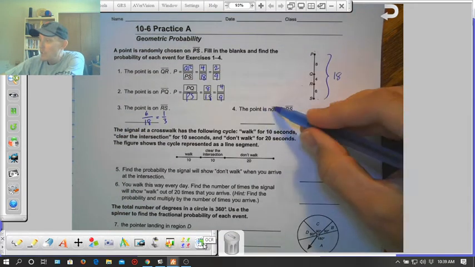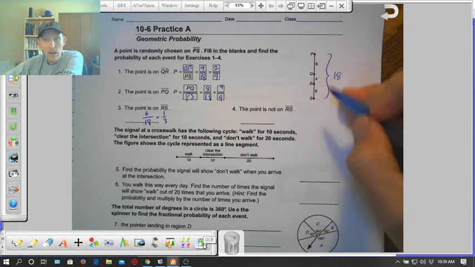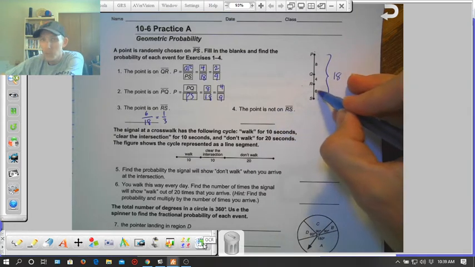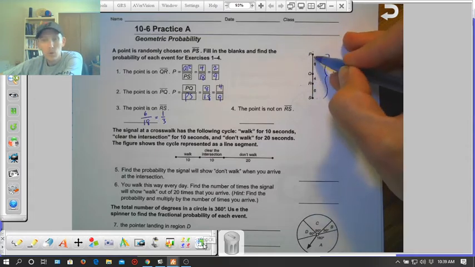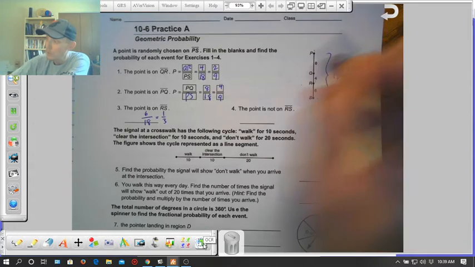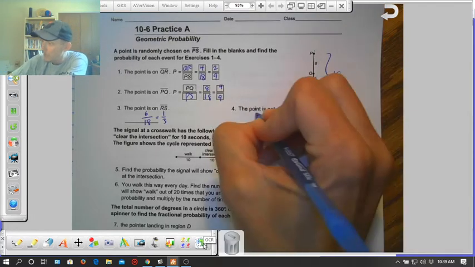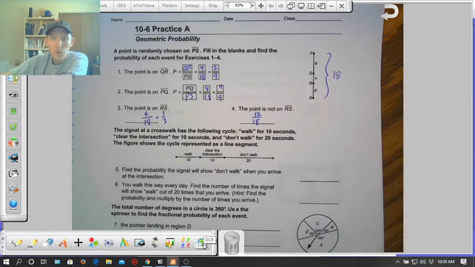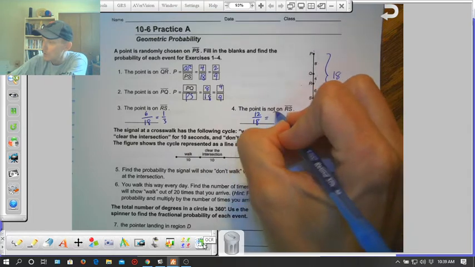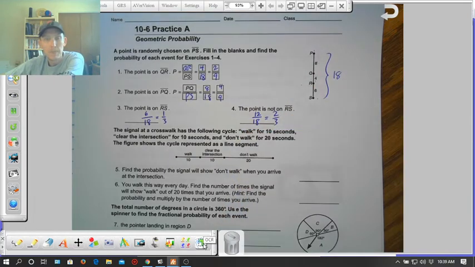The probability that it is not RS. So it's not this one. That means it can be the other two. So if it can be the other two, that's going to be 8 and 4. That's 12 out of 18 possible, which is going to reduce down to 2/3. So again, what do I want versus what is possible?